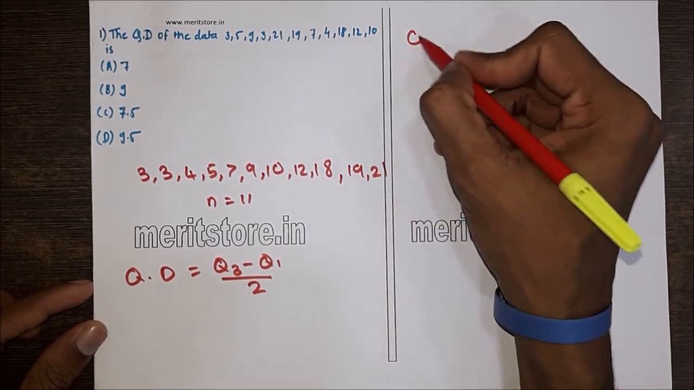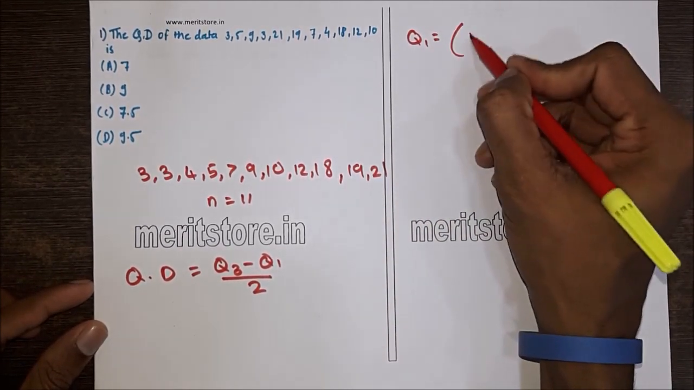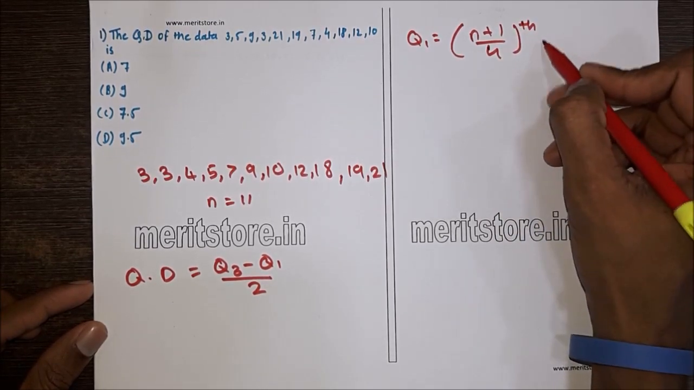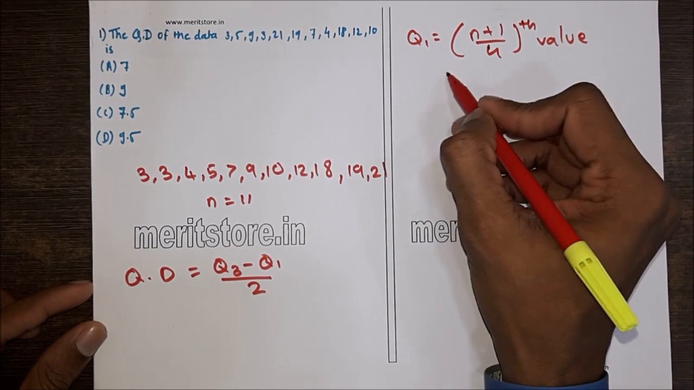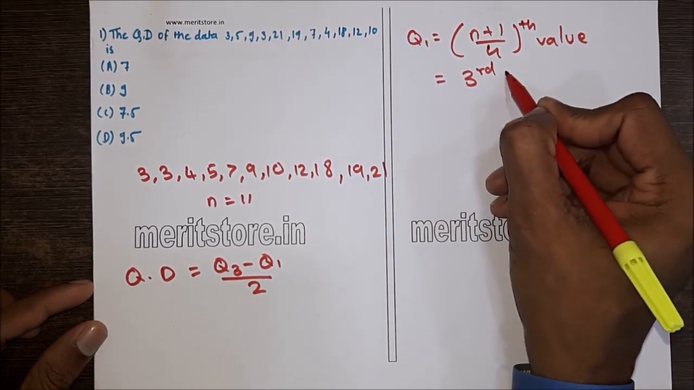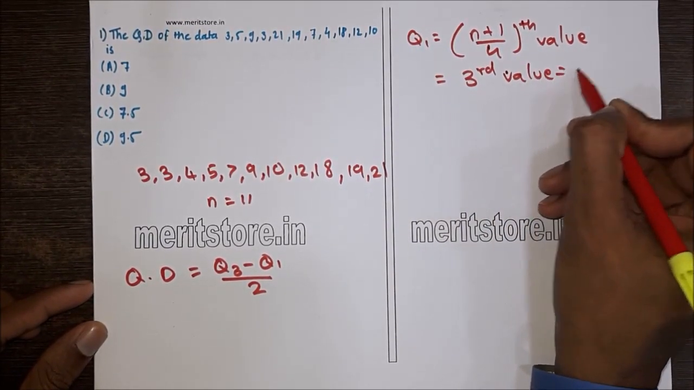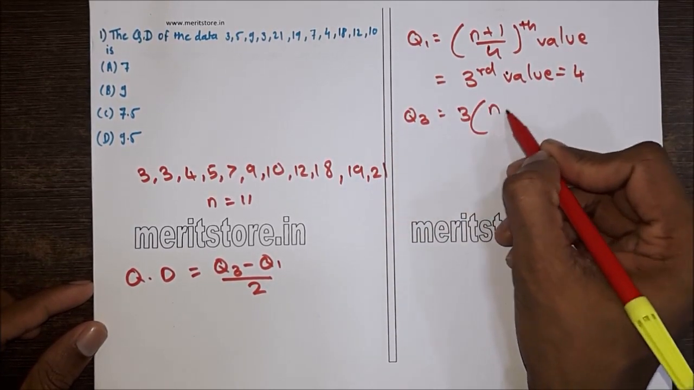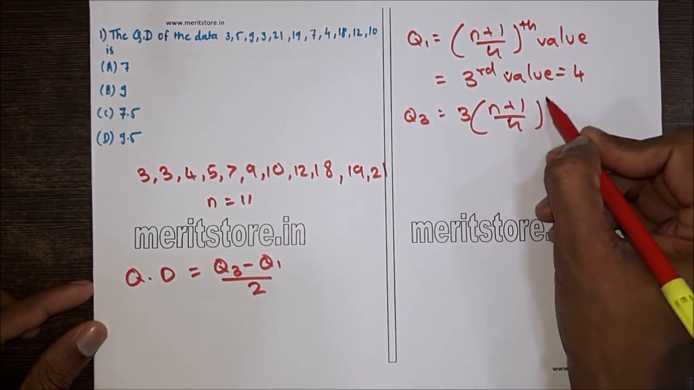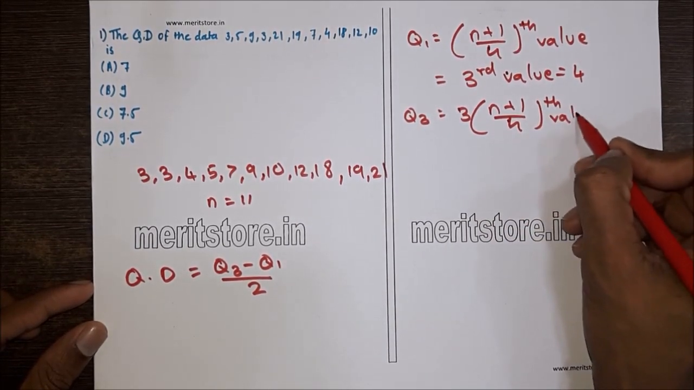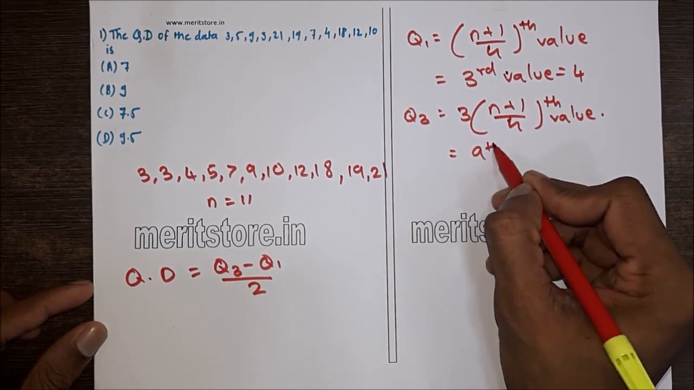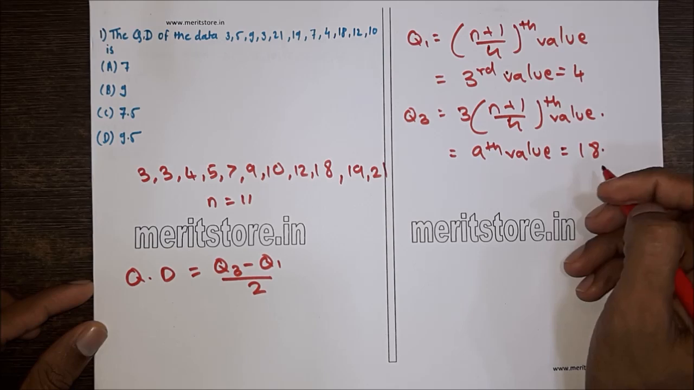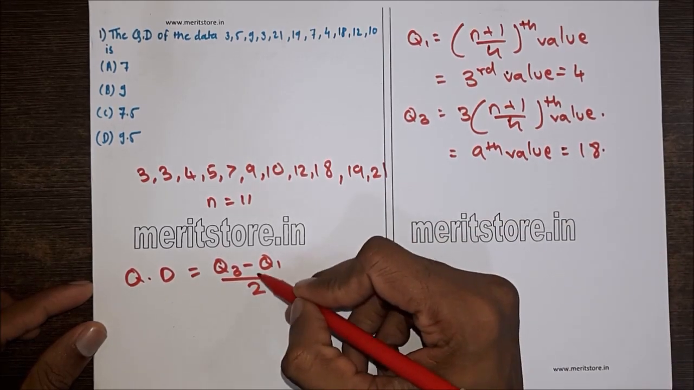So for Q1, we get the (n plus 1) by 4 value, which is equal to the third value, which is equal to 4. And for Q3, we have the 3 into (n plus 1) by 4 value, where we get the ninth value, equal to 18. So we substitute these values in the quartile deviation equation.